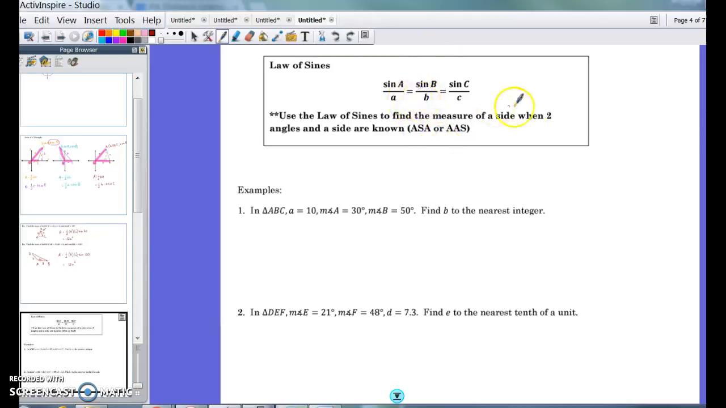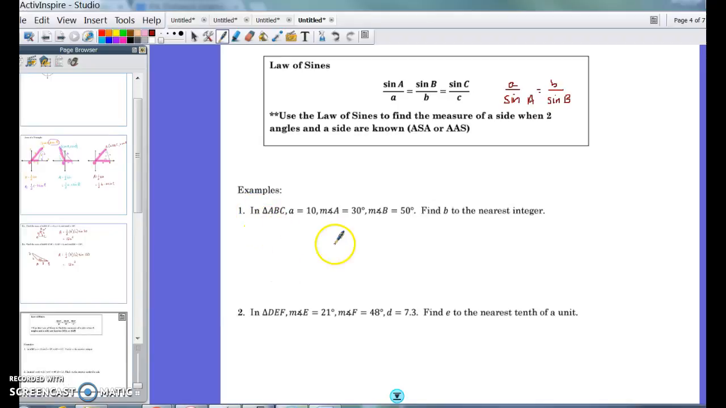Also, sometimes you'll see it written in the other order. So a over sine A is equal to b over sine B, etc. It doesn't matter which way you do it. Either one is fine, as long as if you put the sine on the top, you keep it sine on the top in all of your fractions, and vice versa. So let me show you a couple of examples here, and I'll do one the first way and one the second way so you can see.